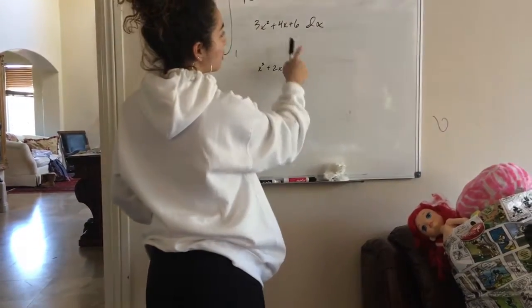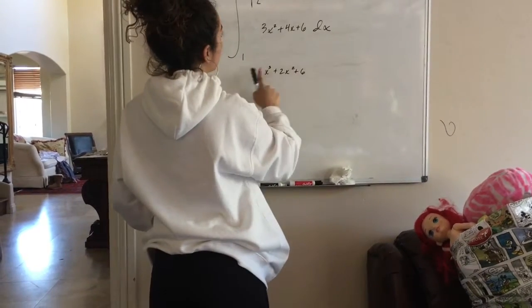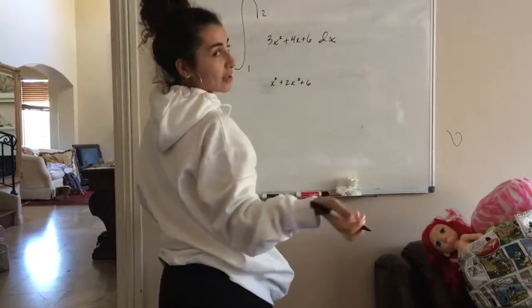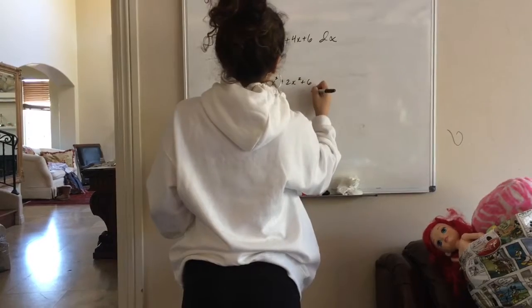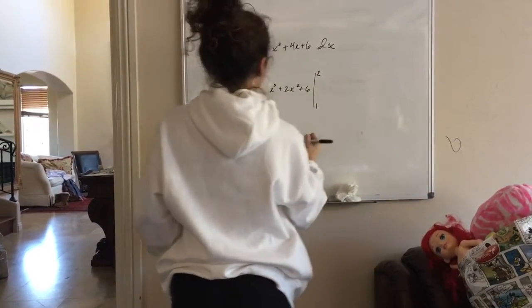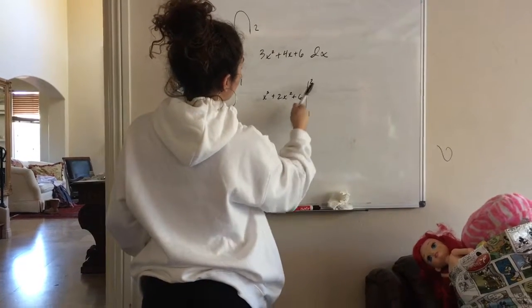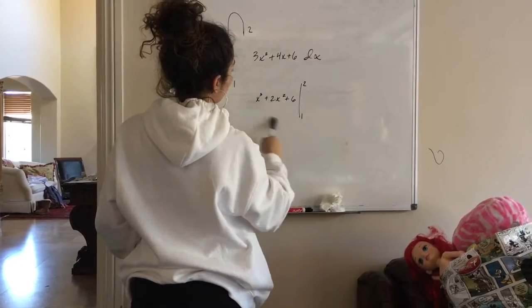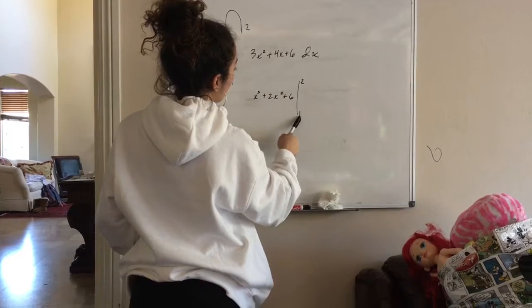Usually, when you find the integral of something, you have to add c, but because this is just an interval, you don't have to add c. So this is it, right? And the interval is from 1 to 2. And so now we plug 2 into the integral, minus 1 into the integral.